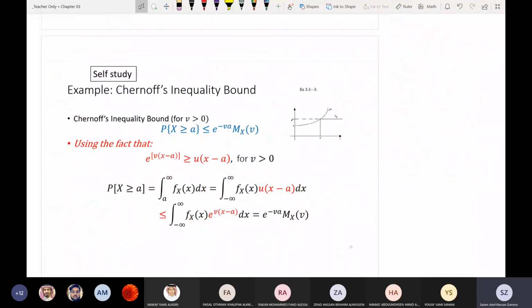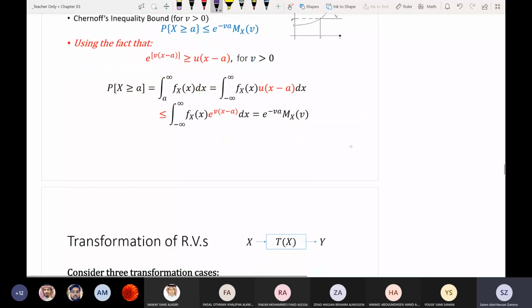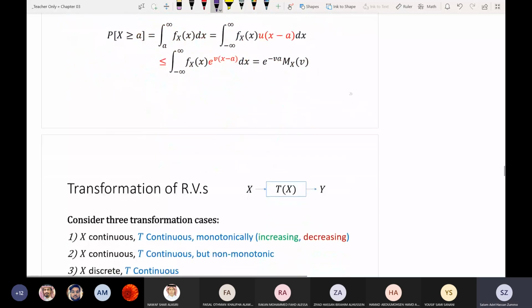This is a self-study. I will just leave it for you. I will not put time on it. So it's an extra material, which is called the Chernoff bound. Very similar to the concept of the Markov inequality and the Chebyshev inequality, but this will not be covered in the EE315. So it's your own reading.